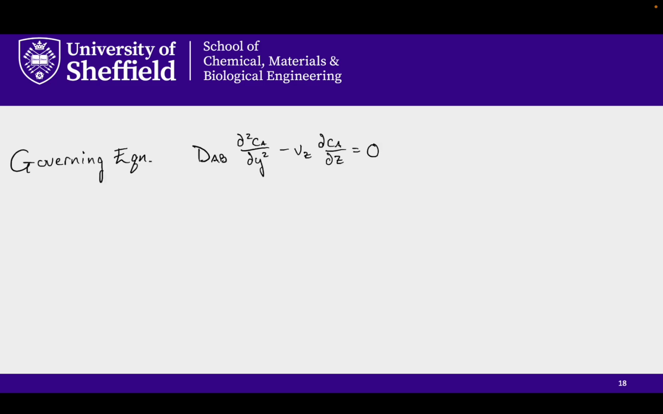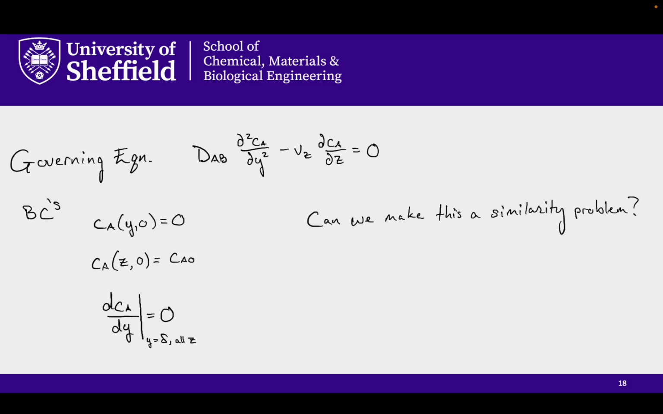So the governing equation that we previously derived is given here, and the boundary conditions that we previously derived are also given. And what we see is that this governing equation is second order with respect to y and first order with respect to z. We've seen similar problems in this course, and the usual solution is to combine the y and z variables using a similarity variable, and that enables us to simplify the solution.